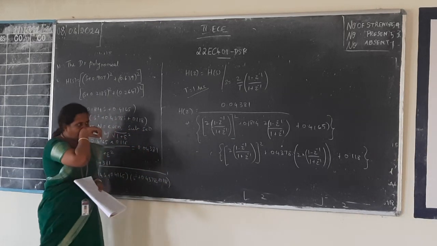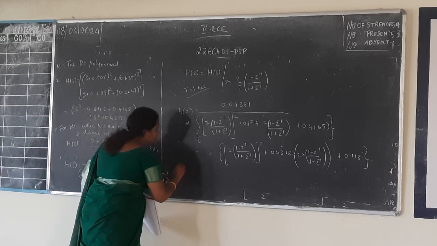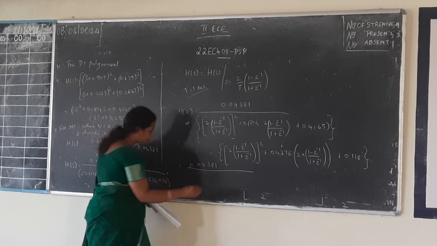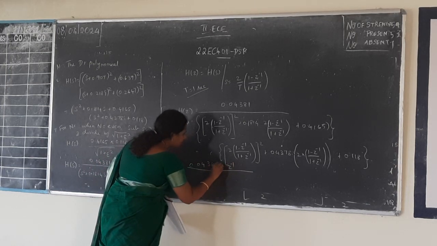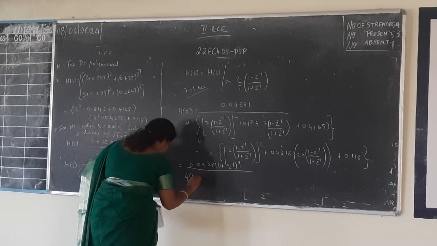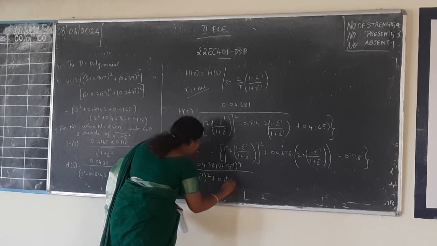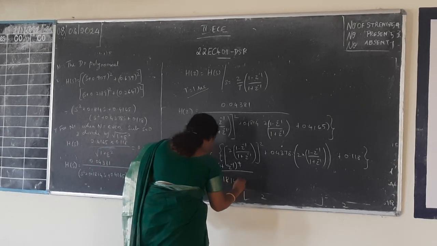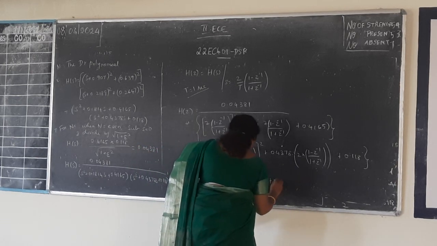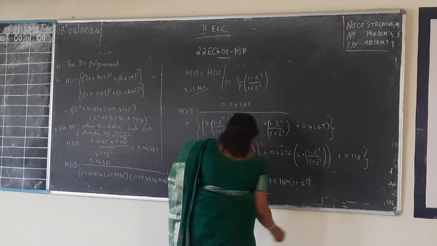So we have to simplify this one. After simplification, we get that as 0.04381 divided by, then 0.1814 into 1 minus z power minus 2, plus 1 plus z power minus 1 power 2.